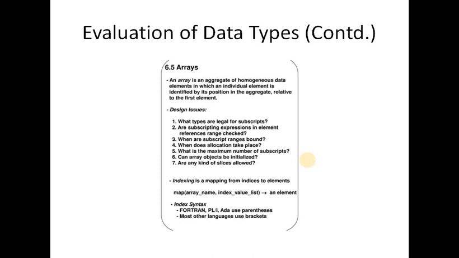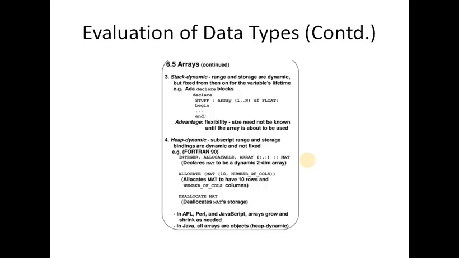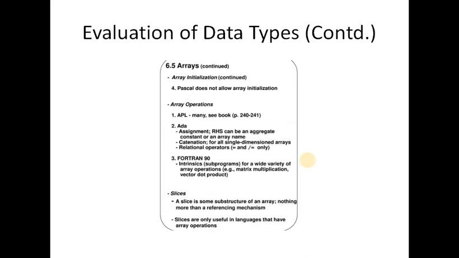We already studied the array. These are the design issues. When does allocation take place? What is the maximum number of subscripts? Can array objects be initialized? So static and dynamic arrays, number of subscripts in Fortran 77, and these are the initializations. We are initializing the array in Fortran, C, C++ and Ada. And Pascal does not allow array initialization. It's actually not supported in Pascal.